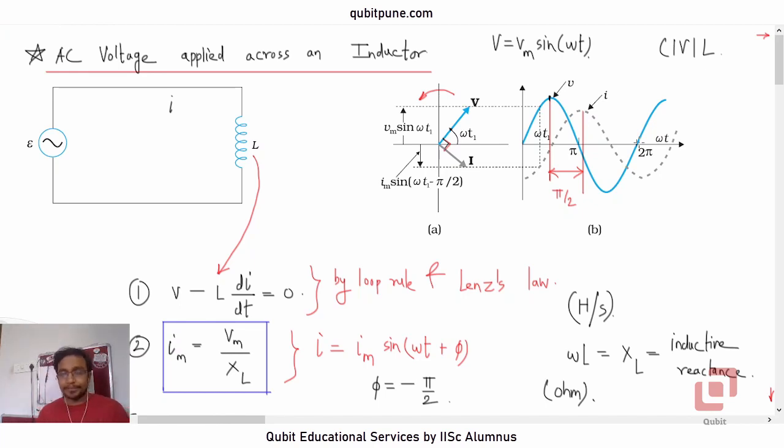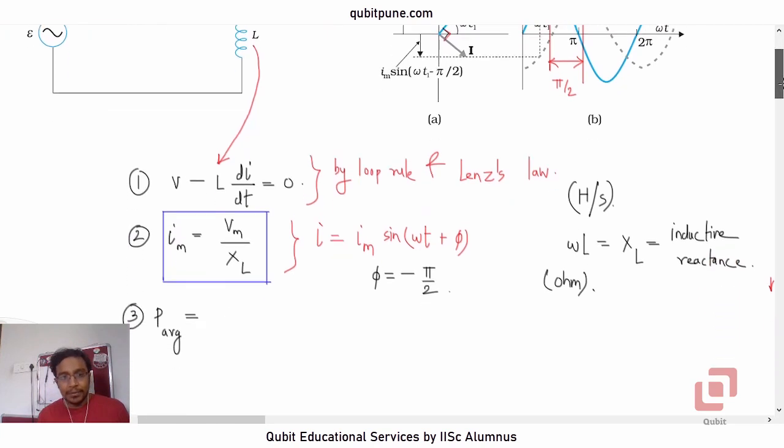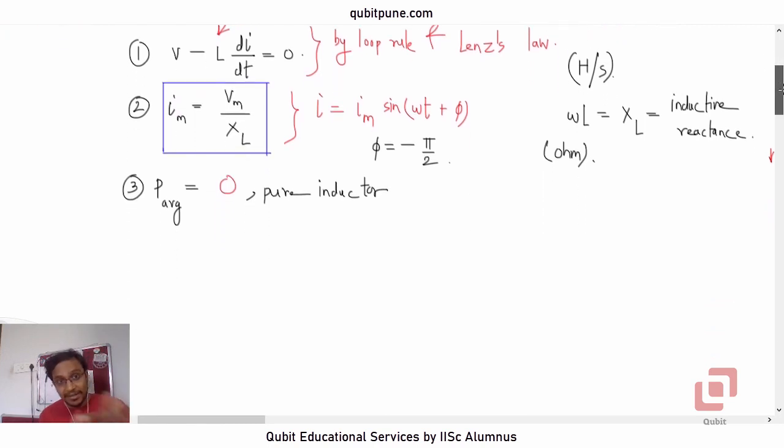What about average power consumed in a circuit? The average power can be worked out, and we can prove that the average power is 0, assuming that it is a pure inductor. It doesn't consume any power; it stores and then releases the energy again in the circuit.